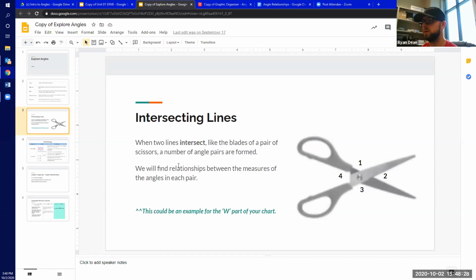Okay, so here's this pair of scissors. When two lines intersect, kind of like a pair of scissors, the blades, you can make different angles from the way that the scissors intersect. So what we're going to do is find relationships between each one of these angles. And we've already discussed this in the first angle lesson.